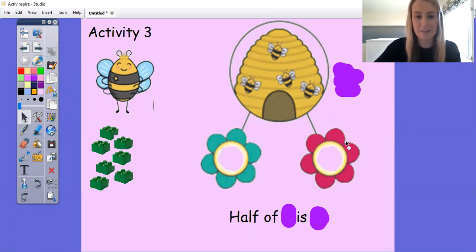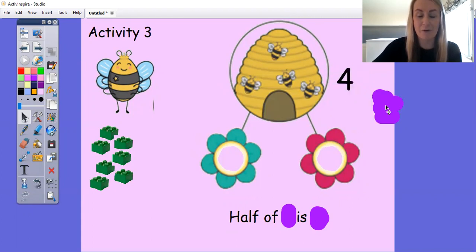Now, the first thing that you need to do is to count how many bees there are altogether to begin with. You can touch count them or point to them. Let's do this together. Are you ready? 1, 2, 3, 4. So there are 4 bees in the hive. So what we want to do is to find half of 4. Have a look here at the bottom. This is what we're looking to do, and try and use those words, that vocabulary, as you're doing this. So half of 4.